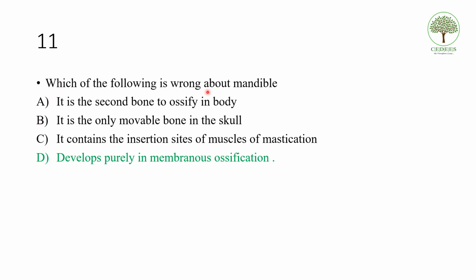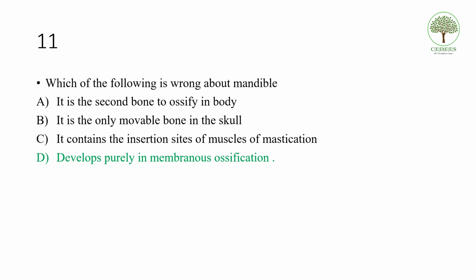Which of the following is wrong about the mandible? It is a straightforward question. It is the second bone to ossify, the first being the clavicle. It is the only movable bone of the skull. Correct. It contains the insertion site of the muscles of mastication. Correct. It develops purely by intramembranous ossification. No. It has endochondral ossification also, which happens in the condylar region.